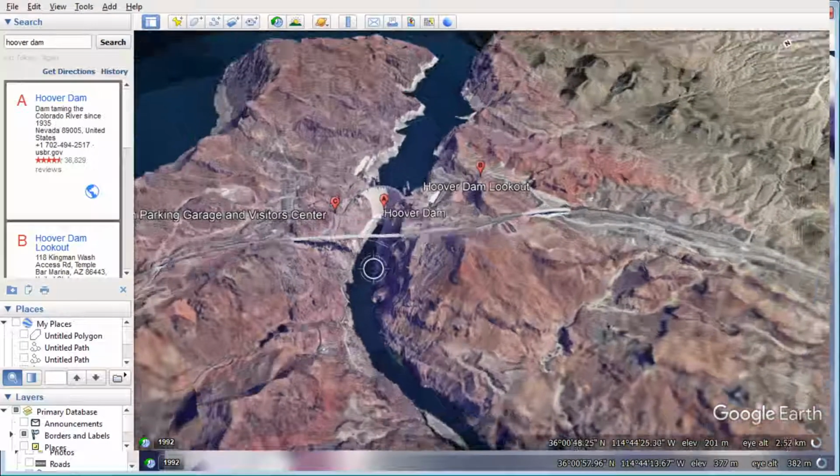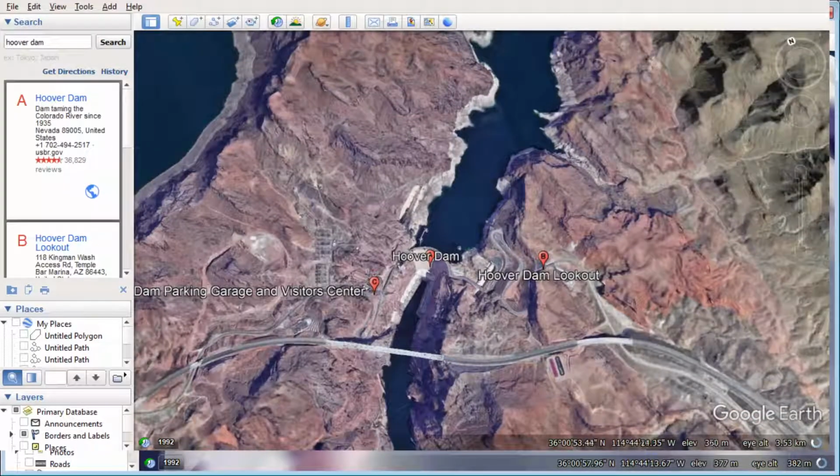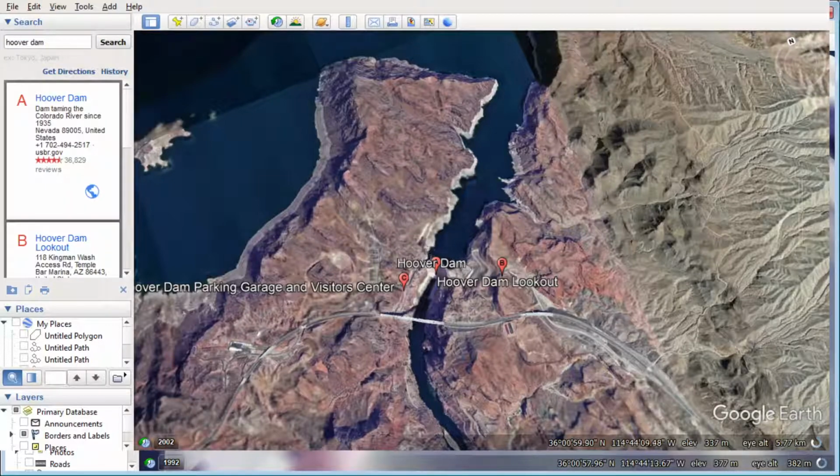So this is the basics of the turbines and how they work. Thank you.